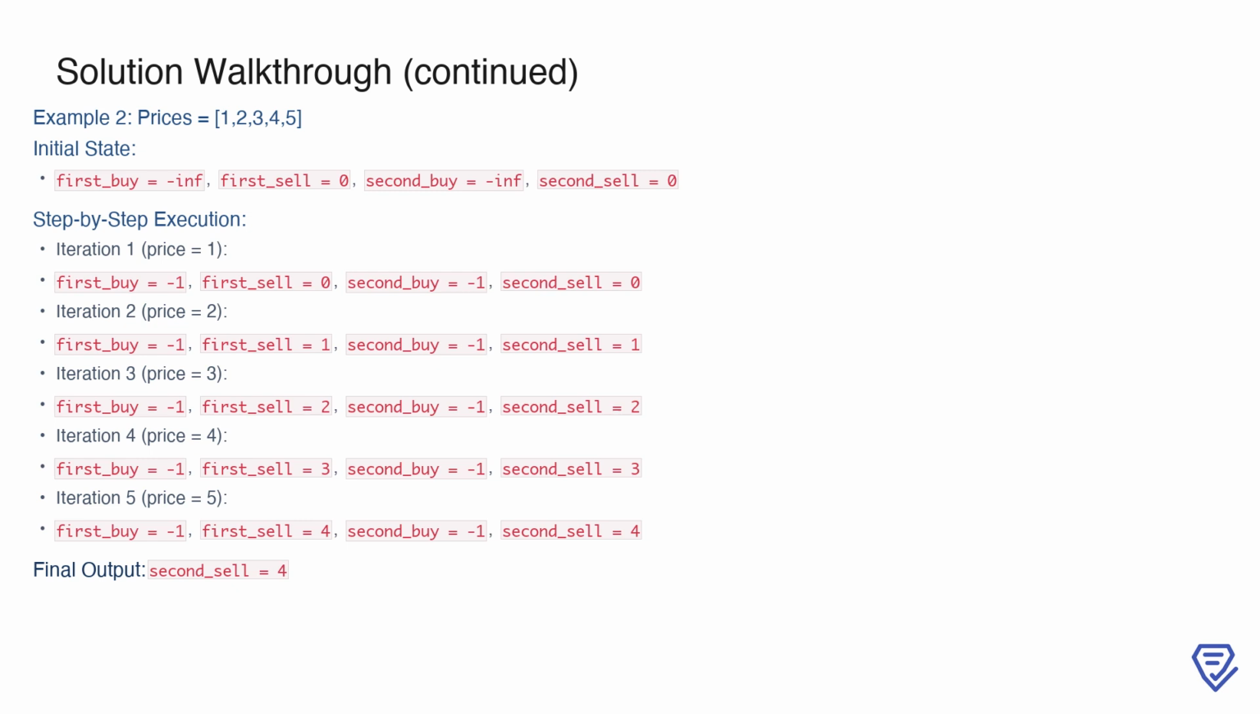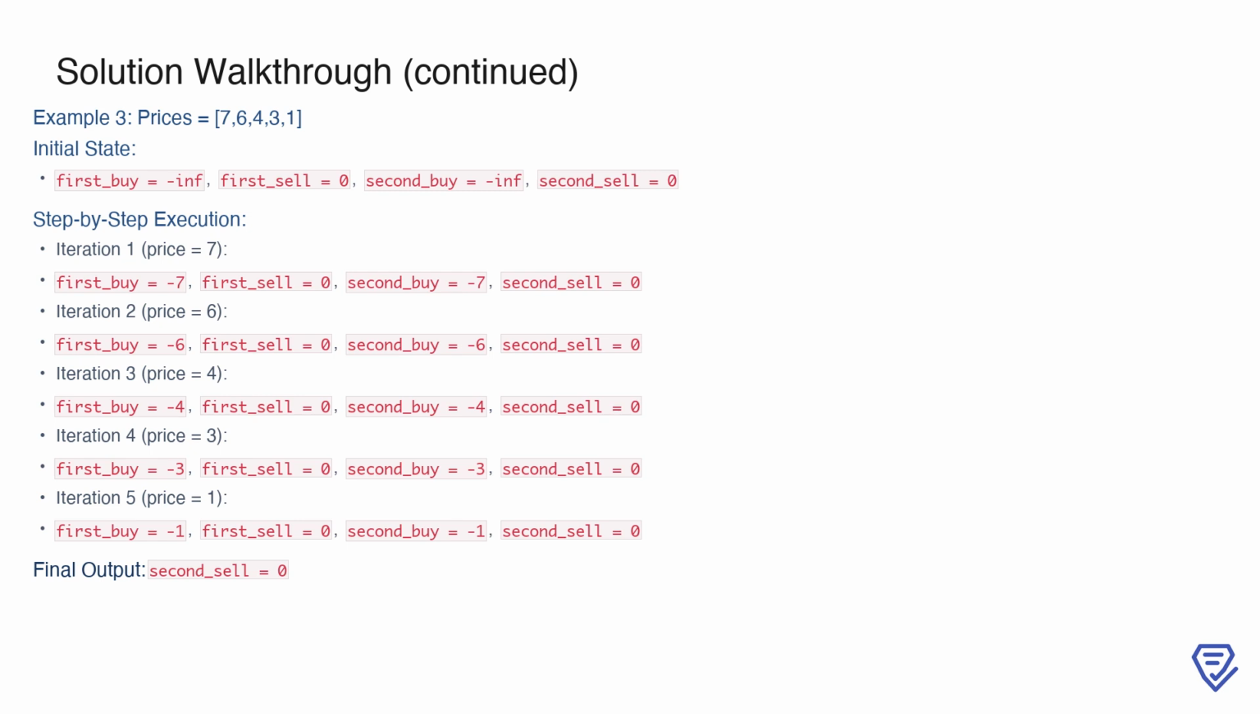When the price increases to 2 in the next iteration, first_sell updates to 1, reflecting the profit from selling the stock purchased at 1. Similarly, second_sell updates to 1. This process continues as the price rises. For each subsequent price, first_sell and second_sell increase by 1, reflecting the consistent profits from selling at higher prices. By the end of the fifth iteration, second_sell reaches 4, which is the maximum profit achievable with 2 transactions in this scenario.